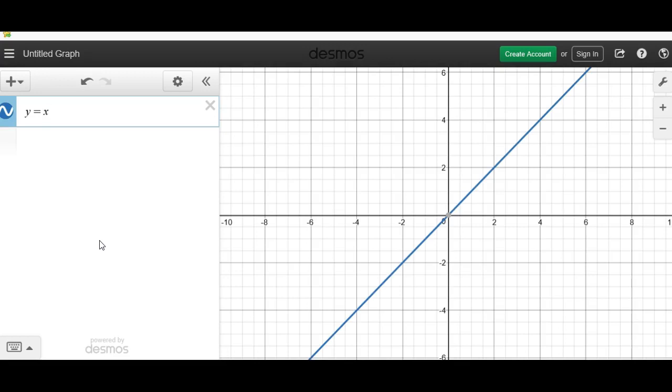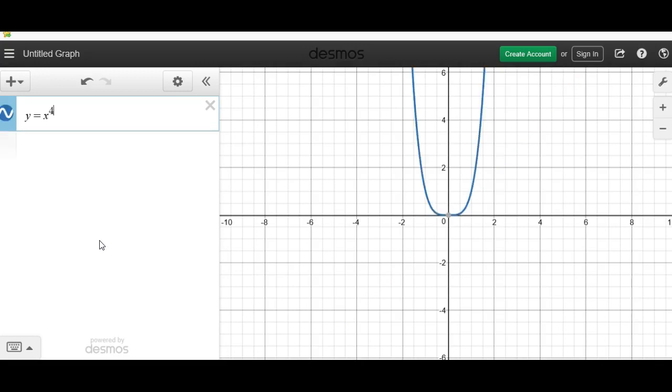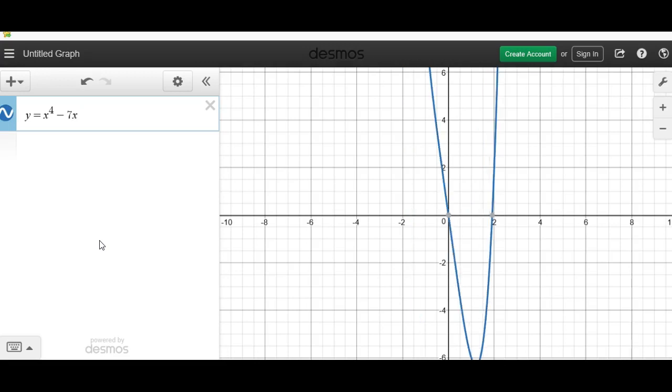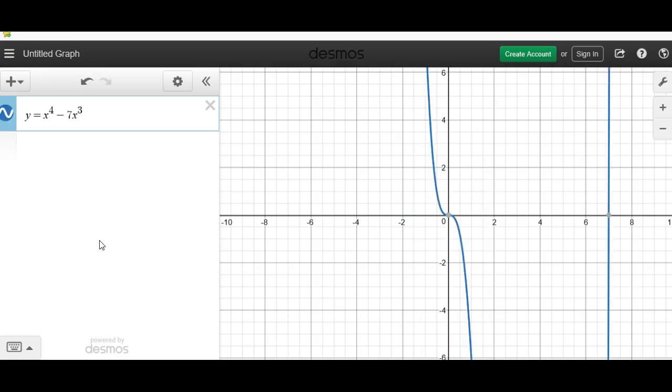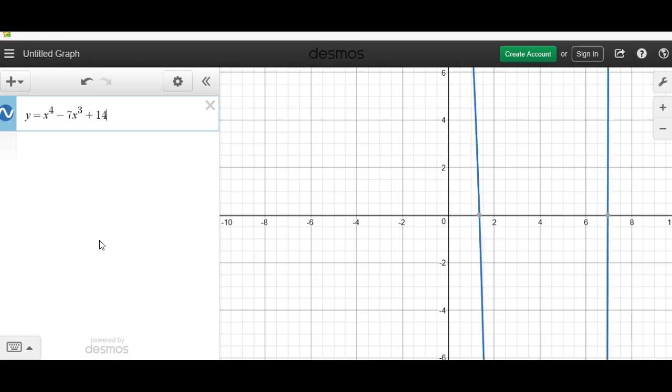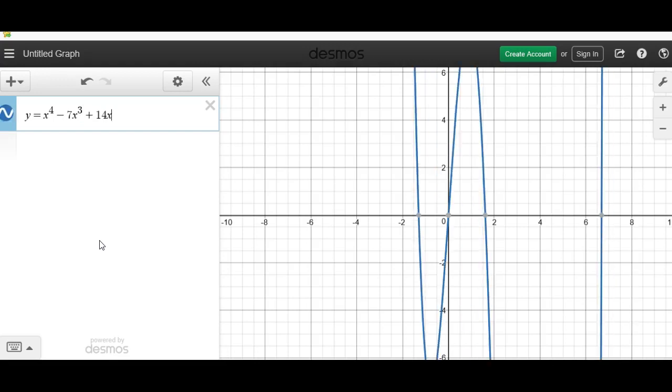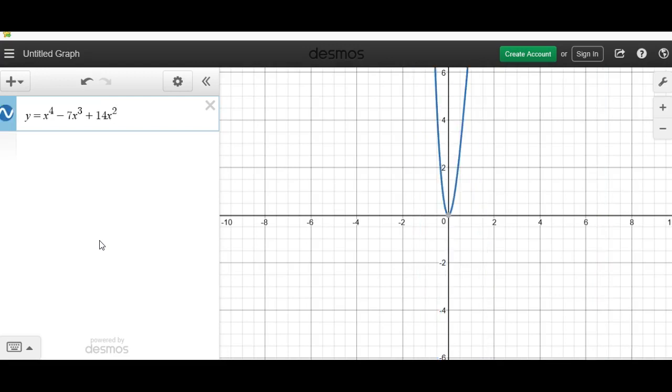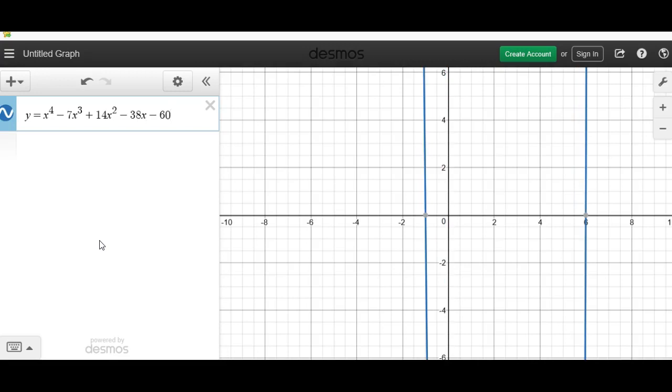Now it is x, and to get an exponent on your computer keyboard, you hit Shift 6. It's a little caret, kind of like on the calculator. So x to the 4th power, I have to make sure to arrow to the right to get out of the exponent spot. Minus 7x to the 3rd power, arrow right. Plus 14x to the 2nd power. Minus 38x, and then minus 60. All right, so I have this in, and I'm not putting the equals 0.